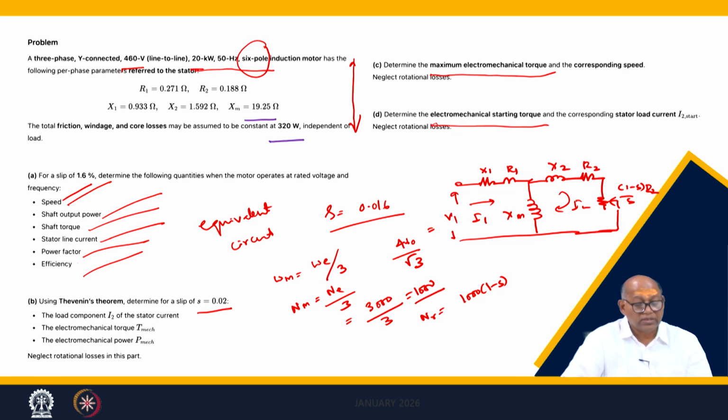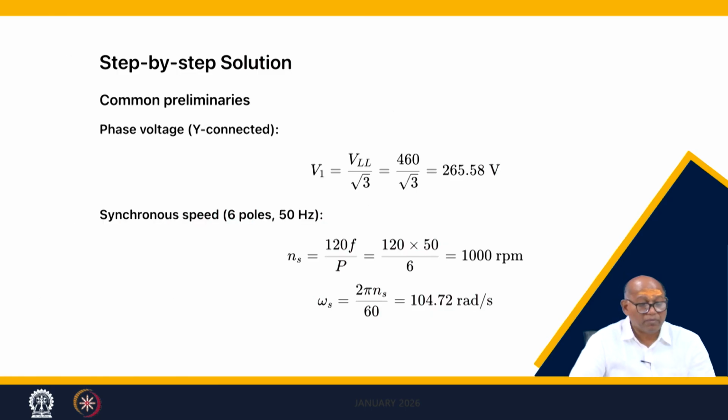So how to do it? Let's do it step by step. Step number 1 is, first of all, find out the phase voltage. That is 460 by root 3, 265.3. Then the synchronous speed, 1000 RPM. This is the synchronous mechanical speed. So this is 1000 RPM.